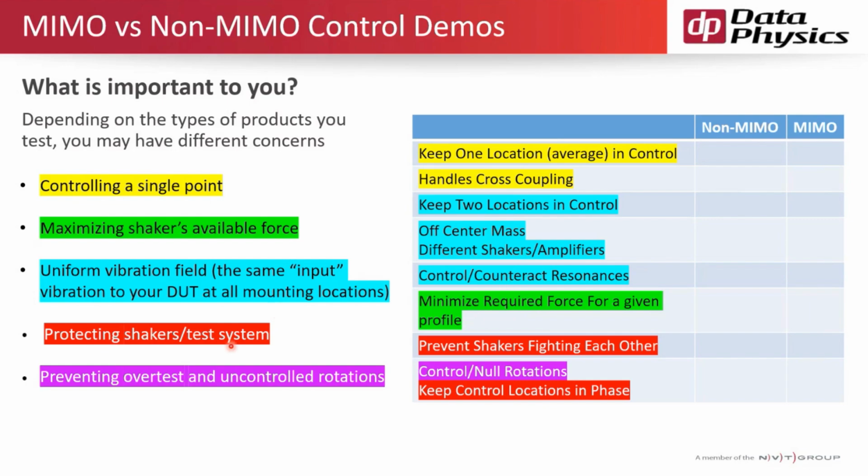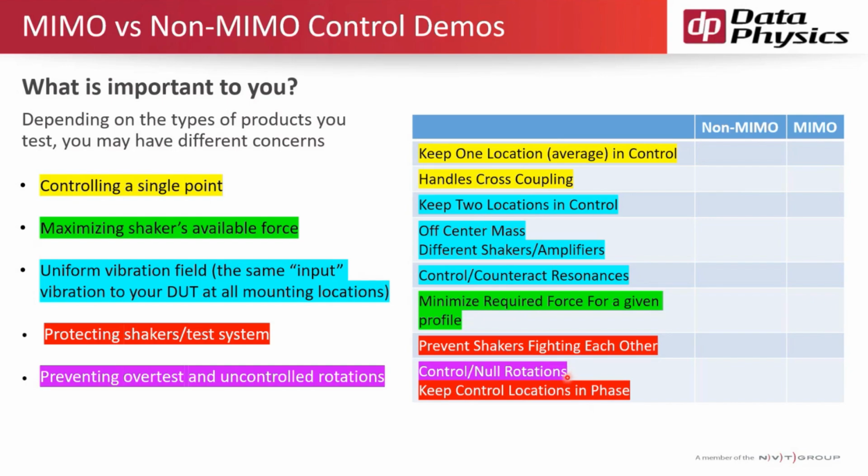If protecting the shaker and test system is of concern to you, then you want to make sure that your shakers don't fight each other. That puts your amplifiers and armature coils at great risk. And you want to make sure that you're able to keep your two armatures in phase. Keeping multiple control locations in phase is a concern if your shakers are rigidly coupled to your test structure. If you're testing satellites or other valuable test articles, then preventing overtest or controlling and nulling rotations is obviously a huge concern to you.